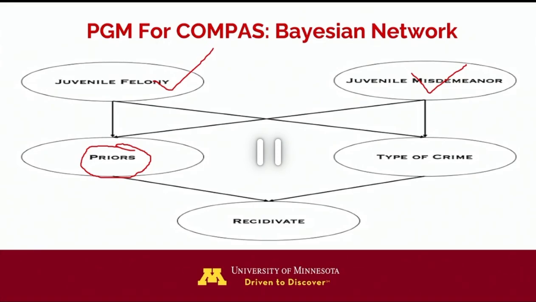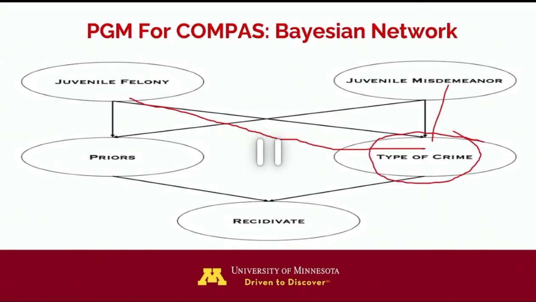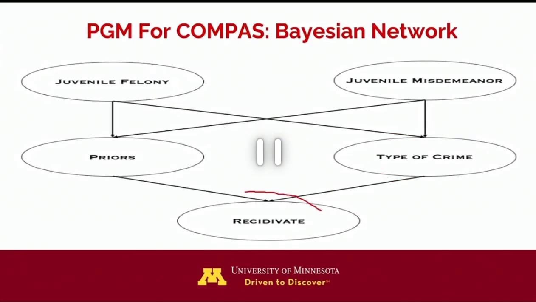Okay, juvenile misdemeanor contributes to that. Whether juvenile felony, that also contributes to that. And not only that, this also contributes to the type of crime. And all these now contribute to recidivism. What do I mean by recidivism? I need you to pay attention. Recidivism is the likelihood of a person committing an offense again.